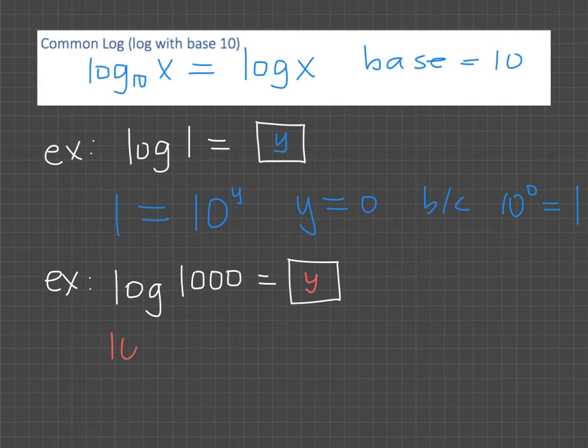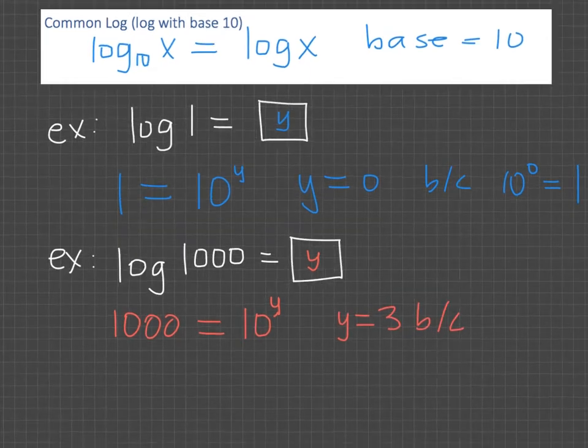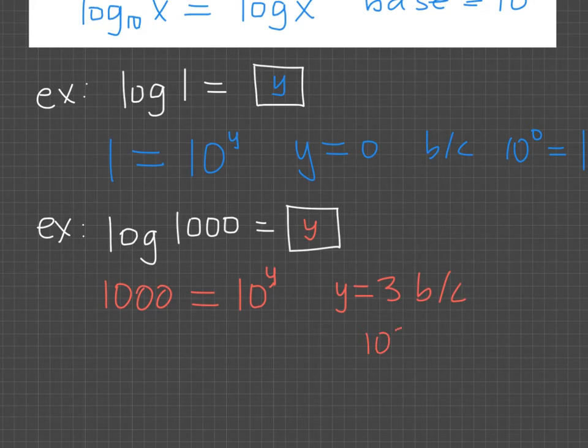So the result is 1,000, and that's equal to the base of 10, because it's common log, with an exponent of y. All right, so here we want to think of, well, what exponent on 10 is going to give us 1,000? Well, in this case, y is equal to 3 because 10 cubed is equal to 1,000. So our result was y equals 3.